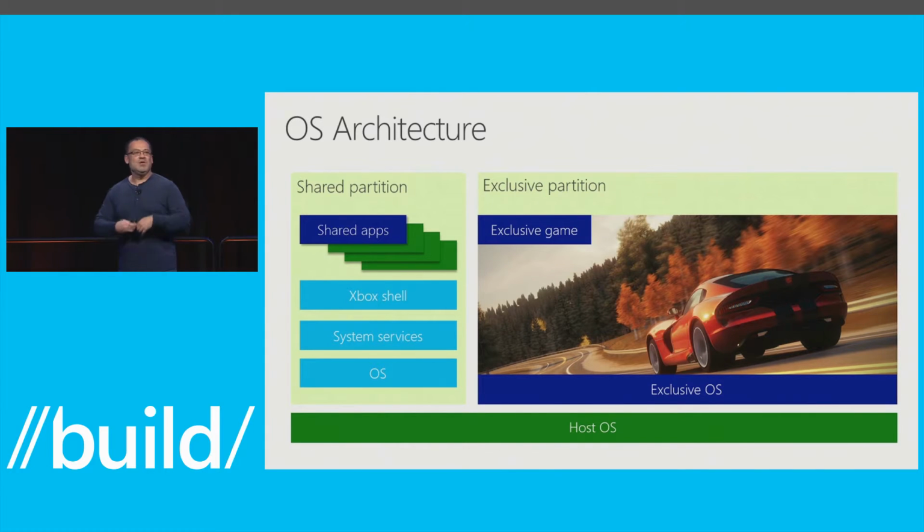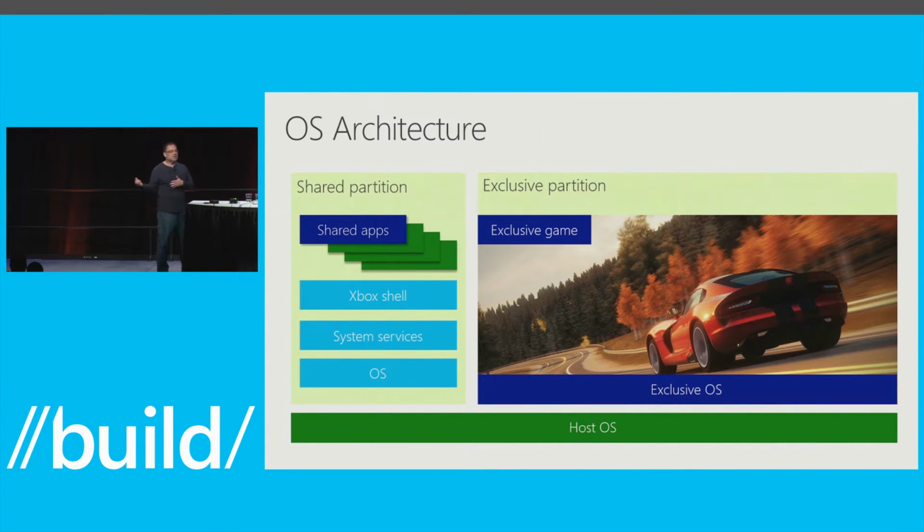Your Xbox finishes booting. You see the shell come up. The shell really isn't anything more than an app that can run other apps. And it comes up, and now you are sitting at the Xbox One. The exclusive partition hasn't fired up yet. The exclusive partition fires up when you play a game. You say, I want to play Forza Motorsport. It says, fine. It spins up that partition, gives it all the resources it needs, says, here's Forza, go start running. And Forza takes off and starts playing.